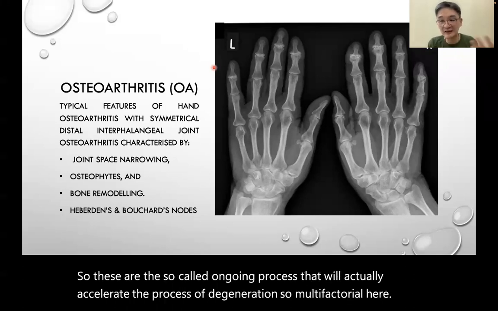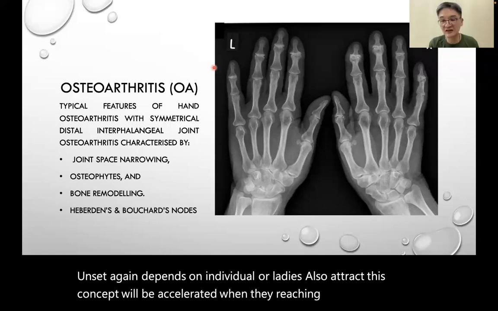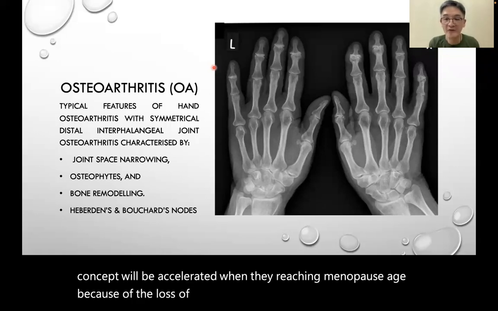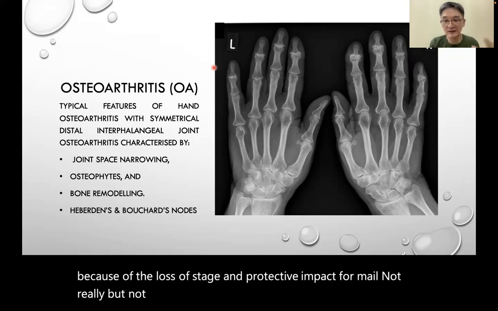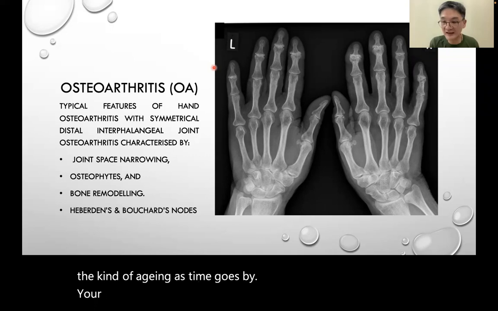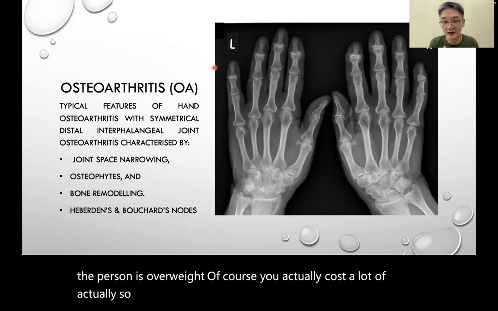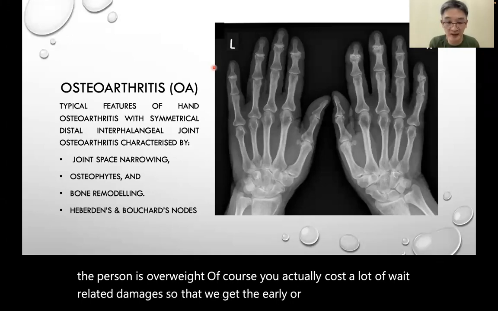Age of onset, again, depends on the individual. For ladies, the osteoarthritis onset will be accelerated when they reach menopause age because of the loss of the protective effect of estrogen. For males, not really related to that, but it's more towards aging as time goes by. For the knee, your weight plays an important role. If the person is overweight, of course, it will cause a lot of weight-related damage to the knee, so we get early osteoarthritis as compared to others.